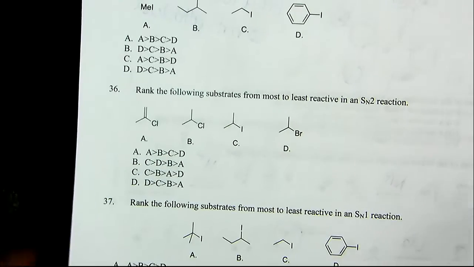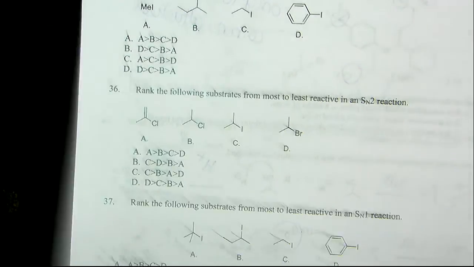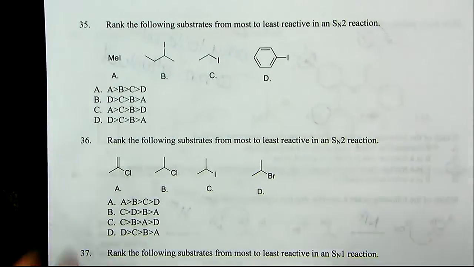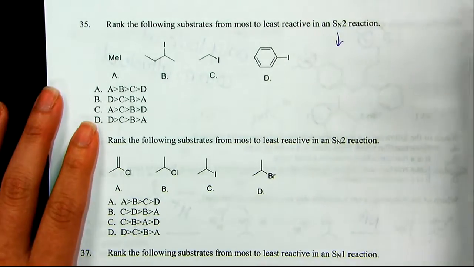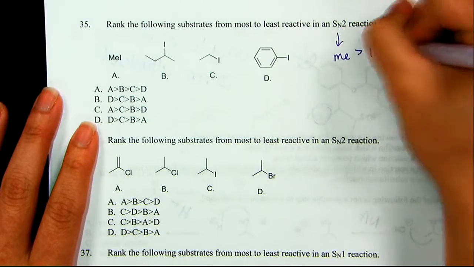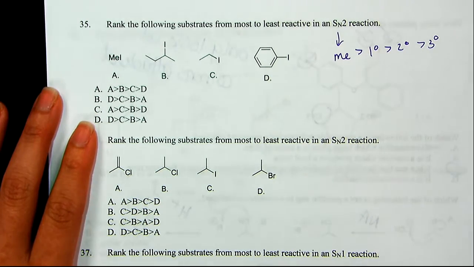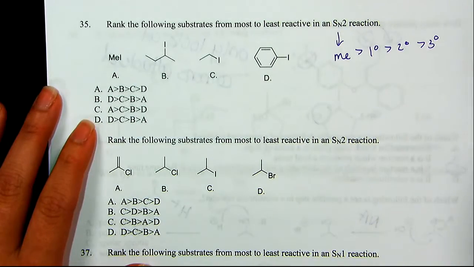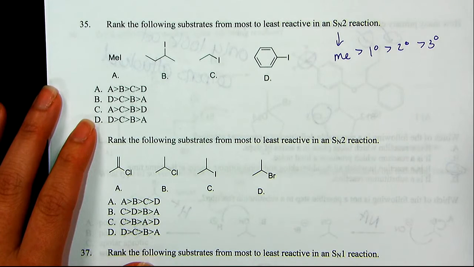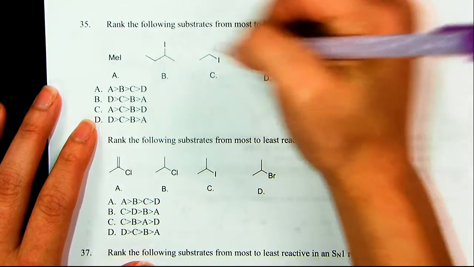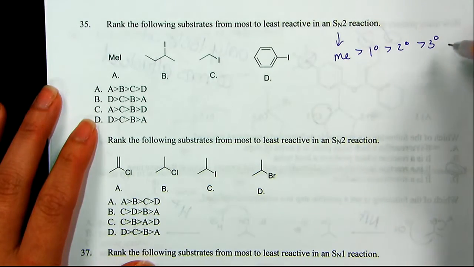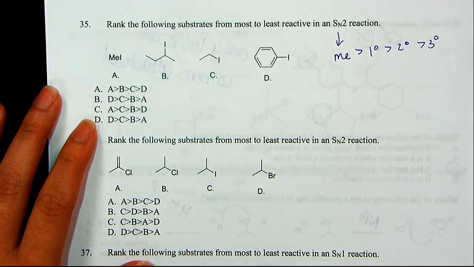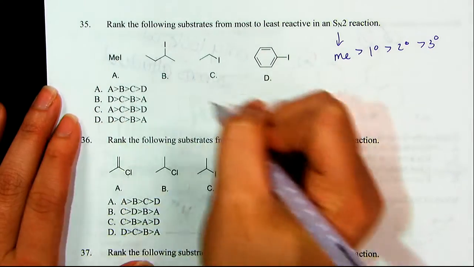Okay, 35. Rank the substrates from least to most reactive in an SN2 reaction. A substrate is your carbon center, whether it's primary, secondary, tertiary, all that stuff. For SN2, the most reactive is going to be methyl, followed by primary, secondary, tertiary substrate. So in this case, it would be A, followed by C, then B, and then D. D is a phenyl, and phenyl is very unreactive, so it's going to be towards the end. So that would fall under C.